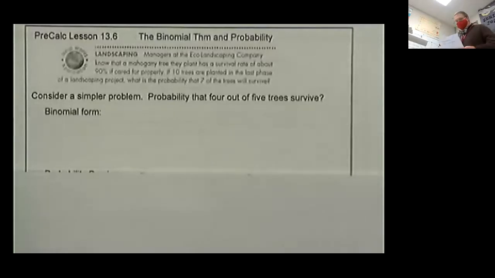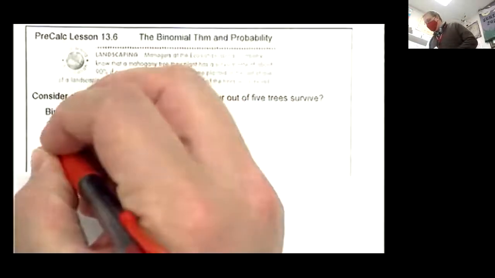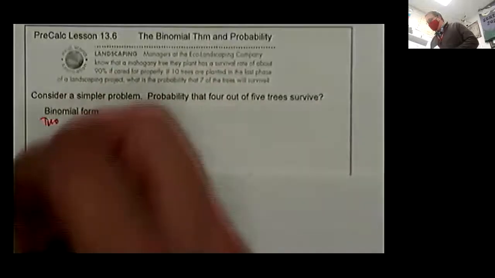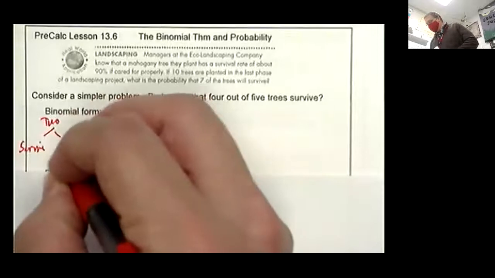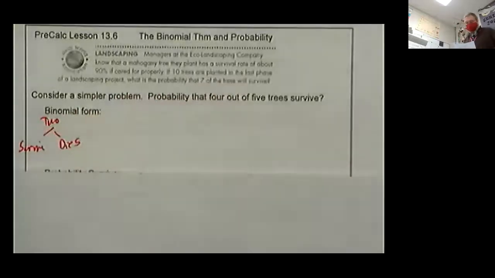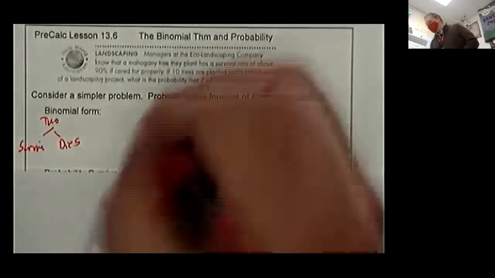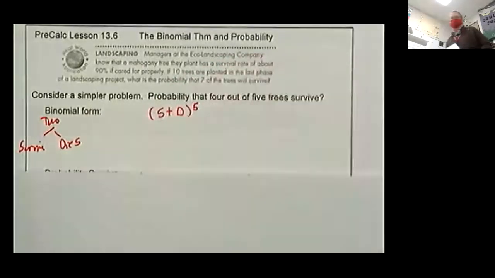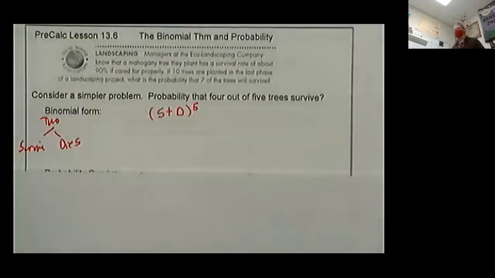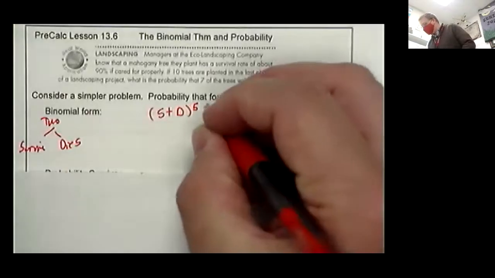Let's consider a similar problem. Let's look at the probability that 4 out of 5 trees survive. This is actually a binomial form. What's the binomial form? Well, binomial implies 2. What's the 2 choices? Either the tree is going to survive, or the tree dies. Those are our 2 choices. That's our binomial. So survives plus dies has to equal all the trees, and that's going to be to the fifth power. Why to the 5th power? Because that's our number of trees.